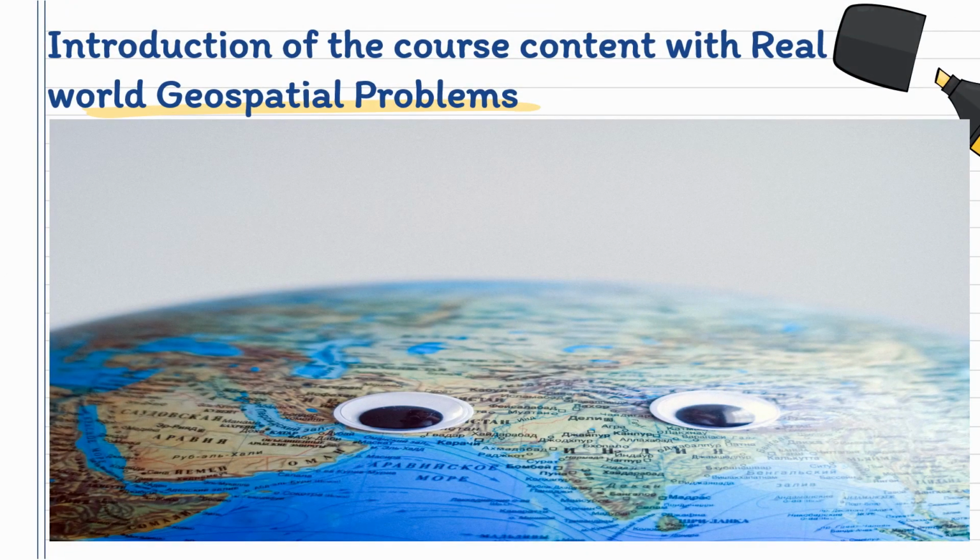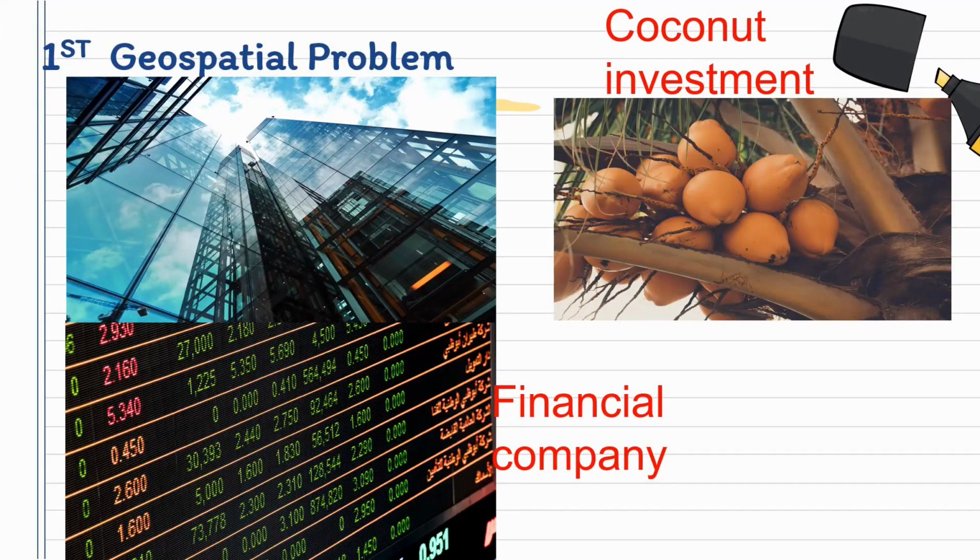Let me kindly properly introduce this course using real-world geospatial science problems. First geospatial problem is that a financial investment group is considering the purchase of commercial coconut land in sub-Saharan Africa to diversify its investment portfolio. What will be a good country to invest in?